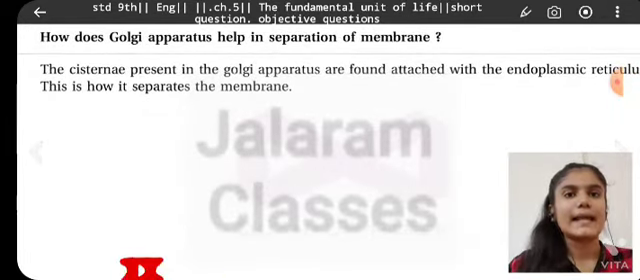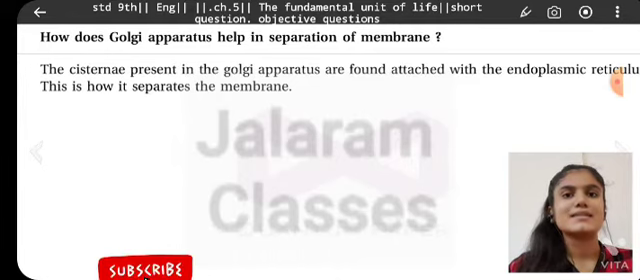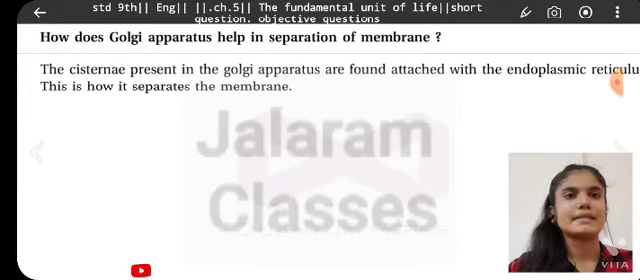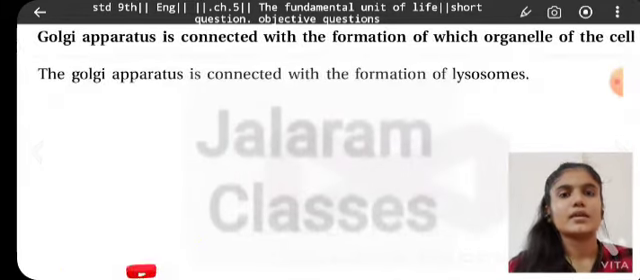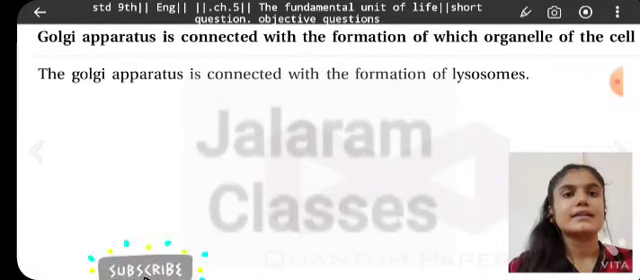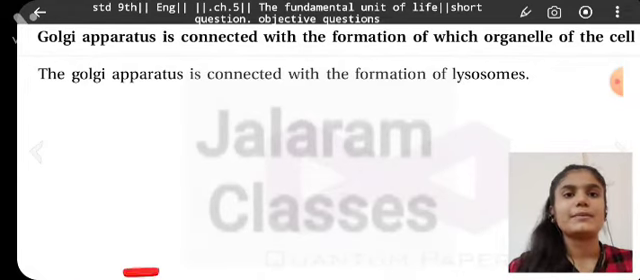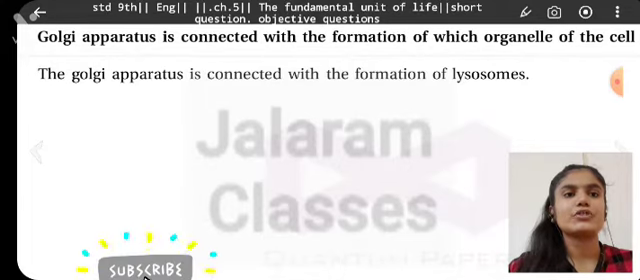How does Golgi apparatus help in separation of membrane? The cisternae present in the Golgi apparatus are found attached with the endoplasmic reticulum. This is how it separates the membrane. Golgi apparatus is connected with the formation of the organelle of which cell? The Golgi apparatus is connected with the formation of lysosome.